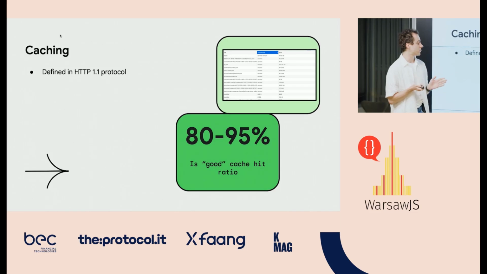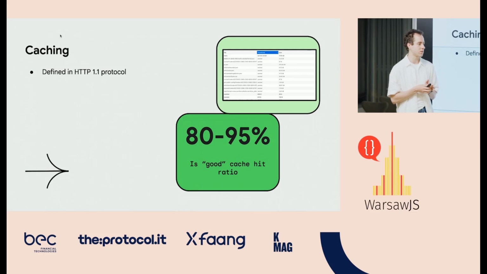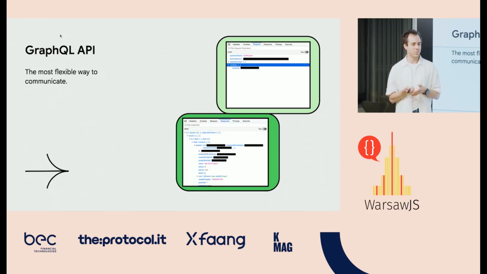But yeah, caching. One of the good points of the HTTP protocol is caching. I believe 80% and more is a good hit rate. It's implemented most likely by the browser, or maybe your own system behind the browser. It's not always the browser, but a lot of requests are cached. It's super easy to do. Yeah, and that was good about REST API.